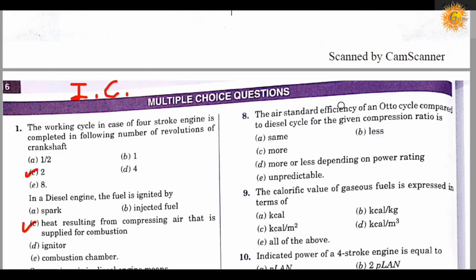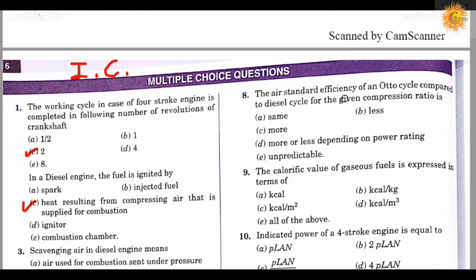Question number 8. The air standard efficiency of an Otto cycle compared to diesel cycle for the given compression ratio is: option A same, option B less, option C more, option D more or less depending on power rating, option E unpredictable. Correct answer is C, it will be more.